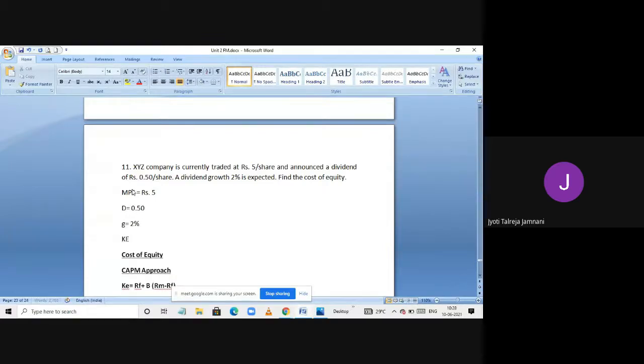Now we have to find the cost of equity. It is equal to dividend 0.50 divided by market price per share 5 rupees plus growth rate 2%, that is 0.02 into 100. See how much you get. 12%, ma'am. Okay. So this is the cost of equity.